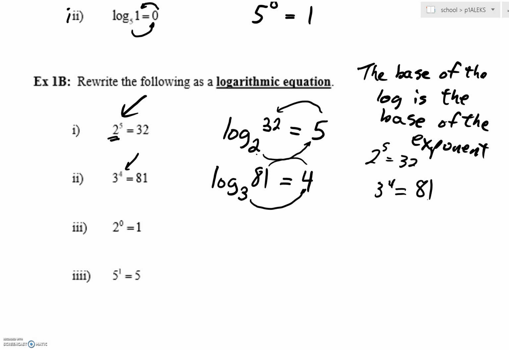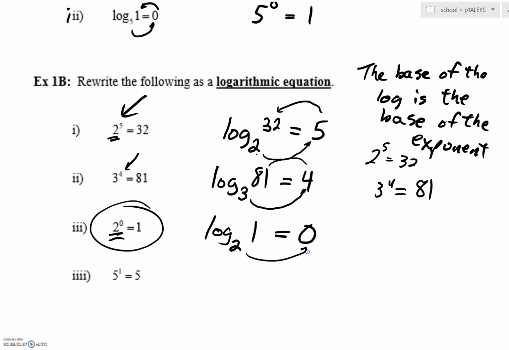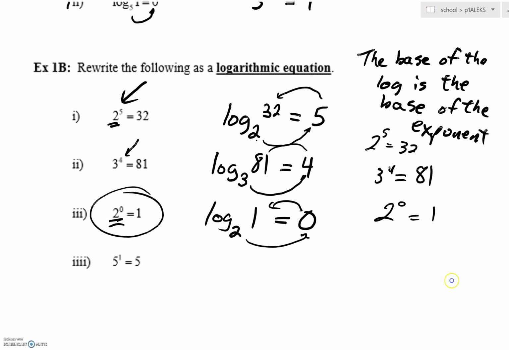Let's take a look at number 3. What's the base of this power here? It's a 2, right? The actual power is a 0, right? So I'm going to go log of what base now? Log of base 2. The power of 0 is actually over here. You put your 1 inside. You'd say, well, how do I know I'm right? Well, do a quick log circle. We'll go 2 to the 0, set it equal to 1.